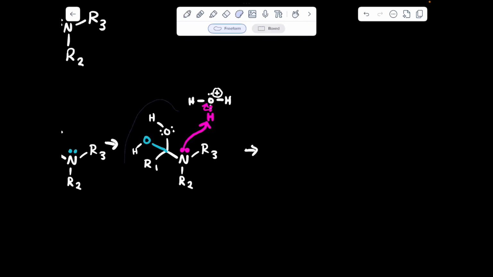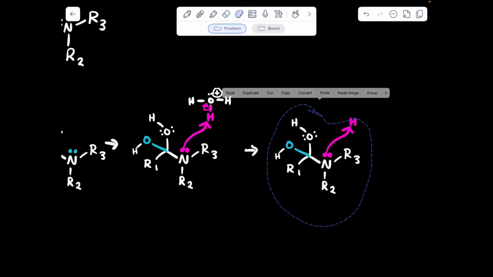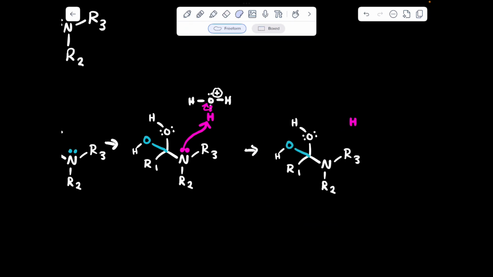So drawing everything the exact same, except the nitrogen now will be attached to the proton that it attacked. Well, that means this nitrogen's now cationic. Yes, that is very true. It's also a really good leaving group, because what does it want? Well, it wants a lone pair.